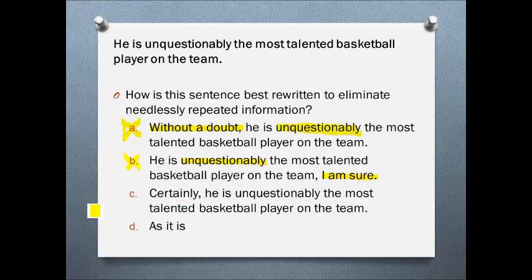C, we have certainly, he is unquestionably the most talented basketball player on the team. Certainly and unquestionably, pretty much synonymous here. And D, as it is, is our answer choice. So he is unquestionably the most talented basketball player on the team. We do not need to rewrite this. It is the one with the least amount of repeated information.